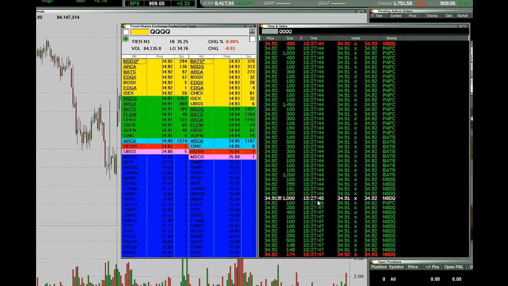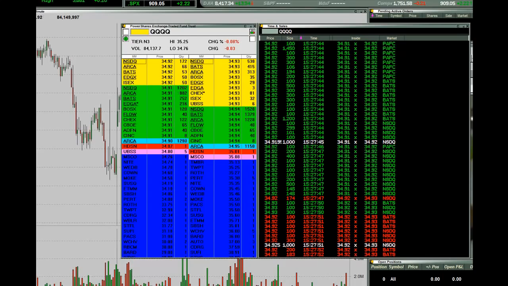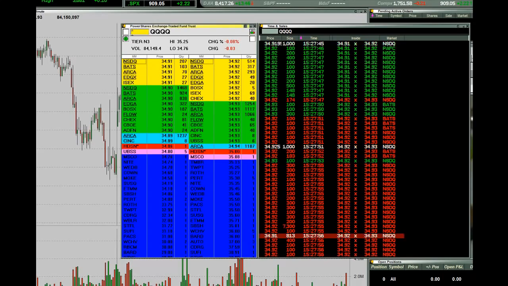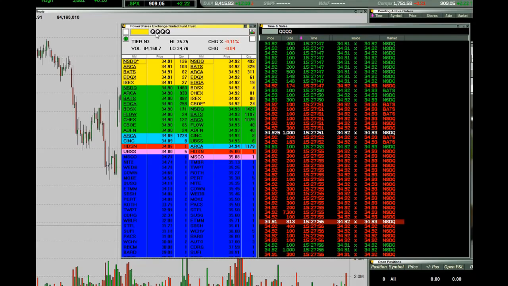So that was a basic overview of the time and sales window. Keep in mind, with more and more experience, different setups and price movements will become more apparent through the time and sales window.